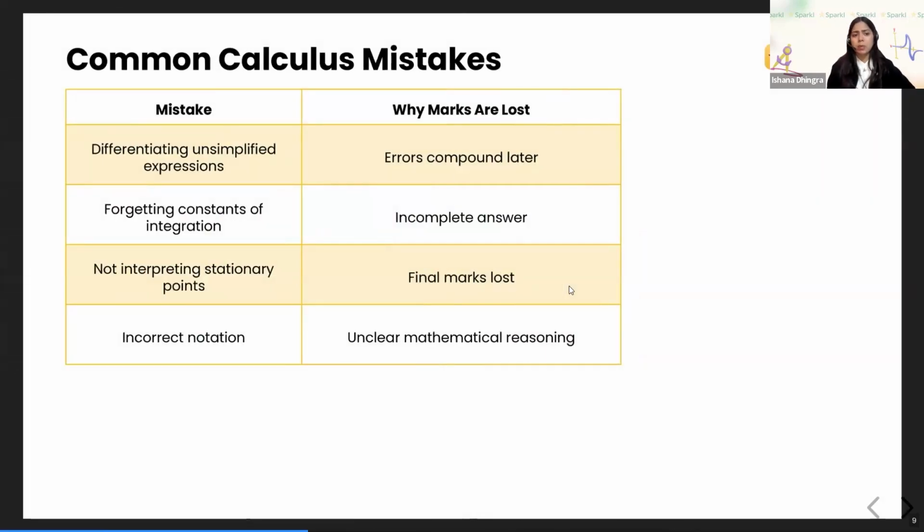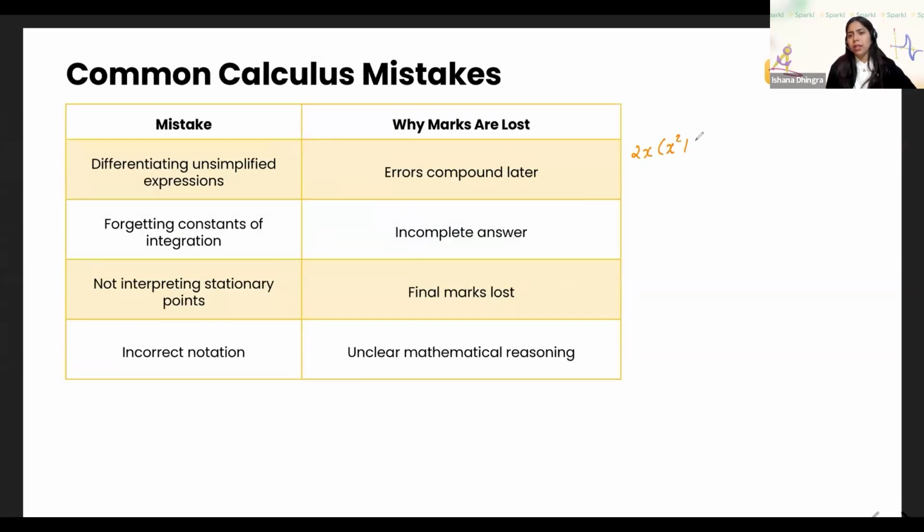Differentiating unsimplified expressions. So sometimes I have seen students, they don't simplify this. They just try to do the differentiation of 2x alone, x square plus 3 alone. Or maybe if they are doing it correctly, they mess up in the method because they have not simplified the expressions first. So try to simplify them first. Don't forget constants of integration. You also have to interpret the stationary points, whether it is a maxima or a minima. Okay. Interpreting is very important and the notations should be correct. d over dx, d over dy, d2 by dx square. It should not be the other way around. Right?